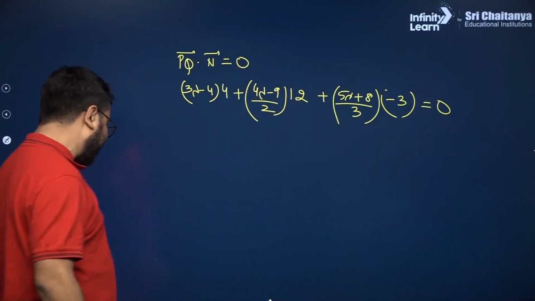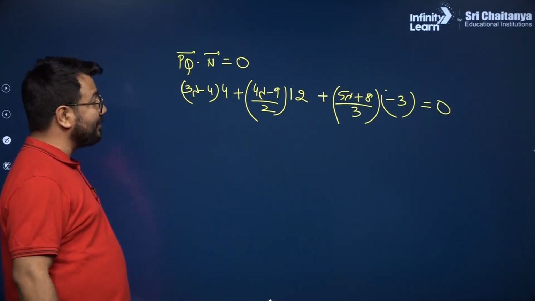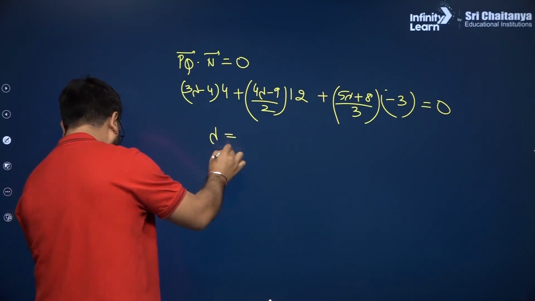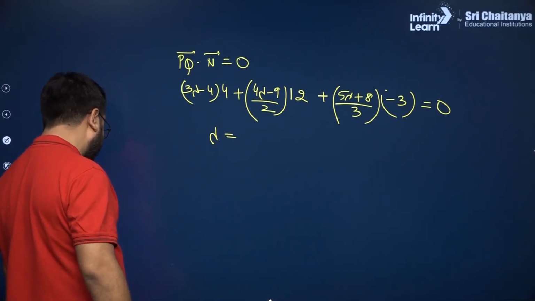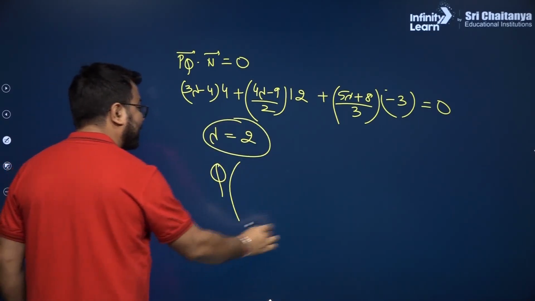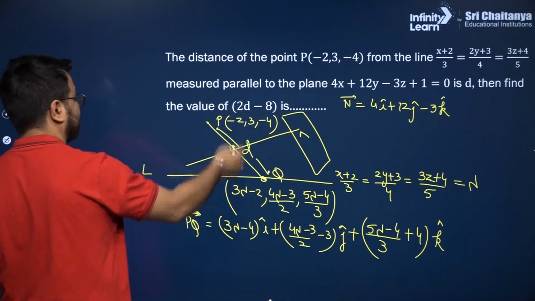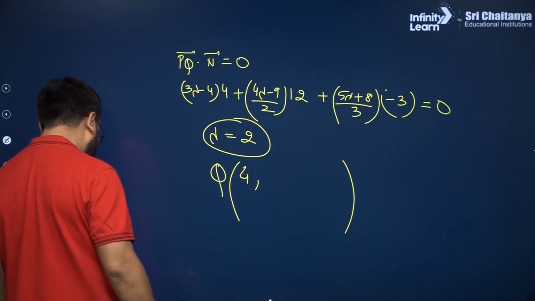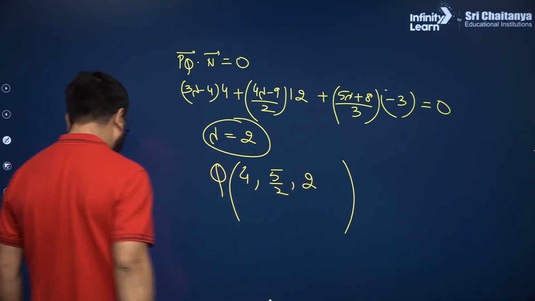After simplifying it, can I get the value of lambda? Yes, very easily we can get the value of lambda from here. Can I write the direct value of lambda from here? Because that will actually reduce the number of steps of the calculation. So here we are obtaining the value of lambda as 2. And if I want to get the coordinates of the Q point, if I substitute lambda as 2, then 3 into 2 is 6, 6 minus 2, it will be 4. So the x coordinate is 4 over here. Then we have the y coordinate as 5 by 2, and the z coordinate as 2.